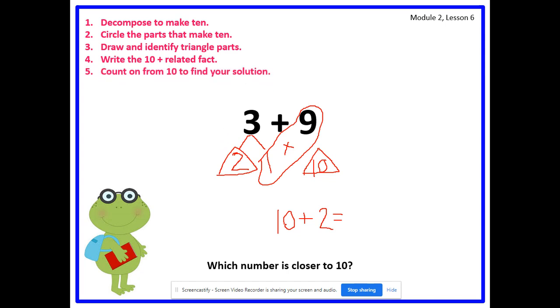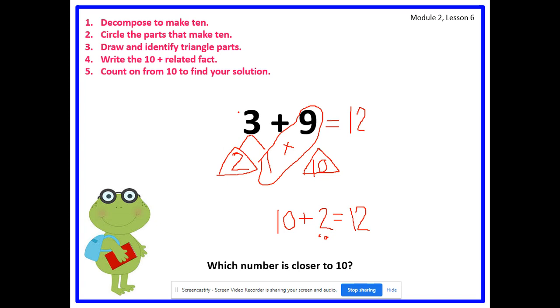And finally, we count on from 10 to find our solution. So if we count on, we have 10, 11, 12. Your answer should be 12. Make sure to put it up here. So that means that 3 plus 9 equals 12. Now go ahead and read the number sentence starting with 3. Get ready. 3 plus 9 equals 12. Awesome job.